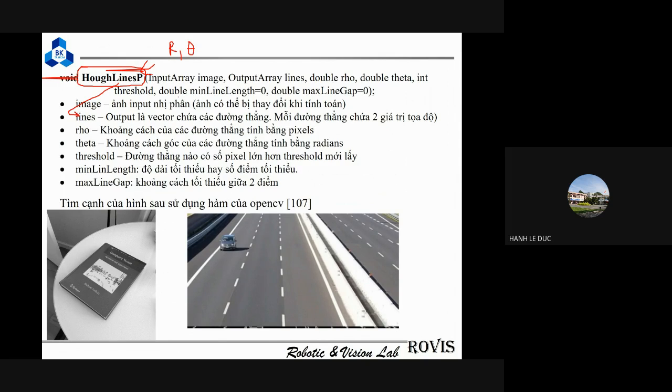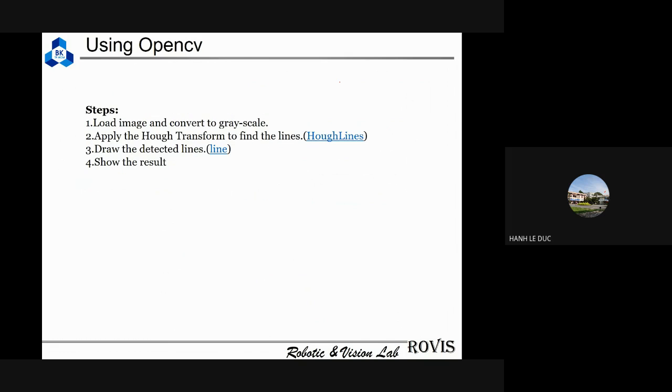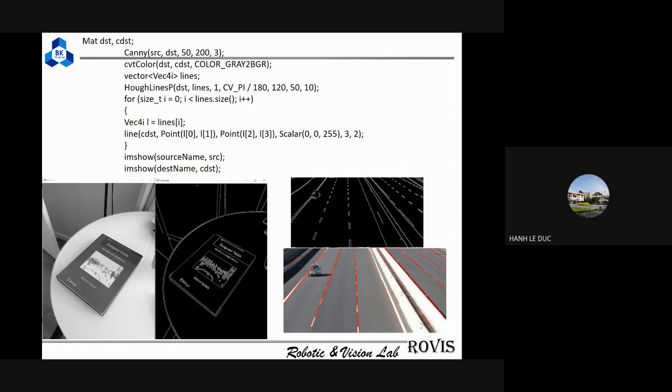Okay, so let's see the example of this one, HoughLinesP. So this is the procedure, and this is the code for HoughLinesP. So do the Canny, and this one is the procedure to calculate the HoughLinesP. And then this is the drawing of the result.